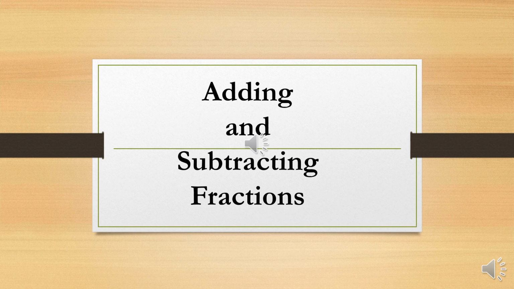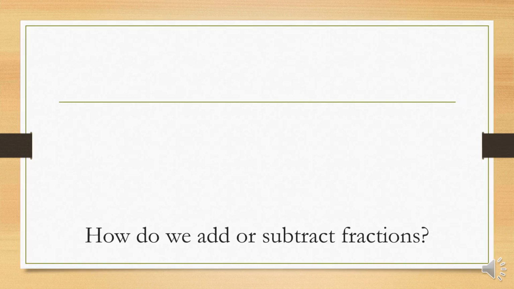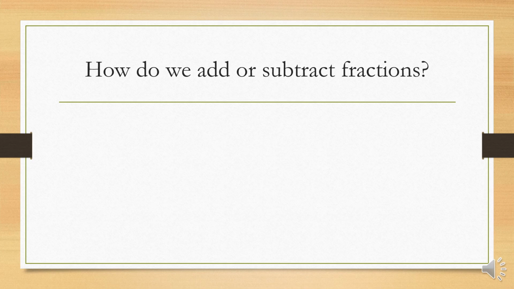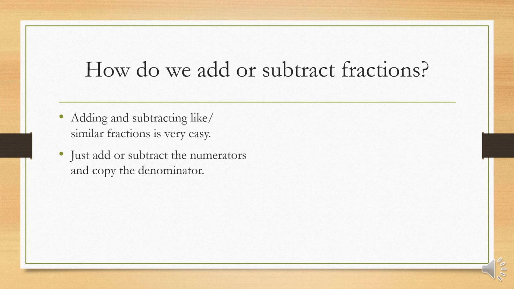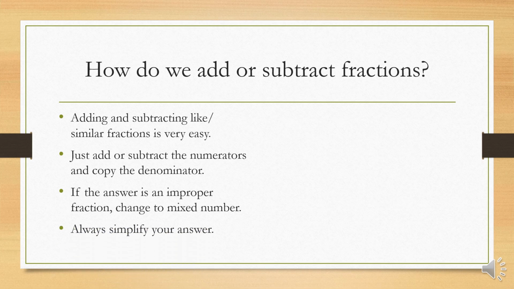Adding and subtracting fractions. How do we add or subtract fractions? Adding and subtracting like or similar fractions is very easy. Just add or subtract the numerators and copy the denominator. If the answer is an improper fraction, change to mixed number. Always simplify your answer. Example, 1 over 5 plus 2 over 5.